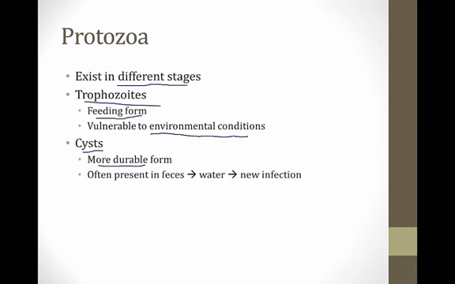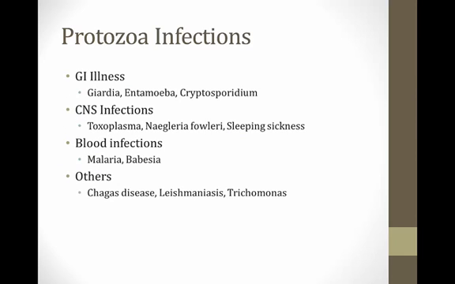The cyst form is the more durable form, and this is what's often found in nature. In fact, it's often found in feces of animals, and then it can get into the water, and then you can get infected with the cyst, which can then turn into the trophozoite form and cause disease. From a medical or symptom point of view, you can break down the protozoa infections into several categories based on the type of illness they cause.